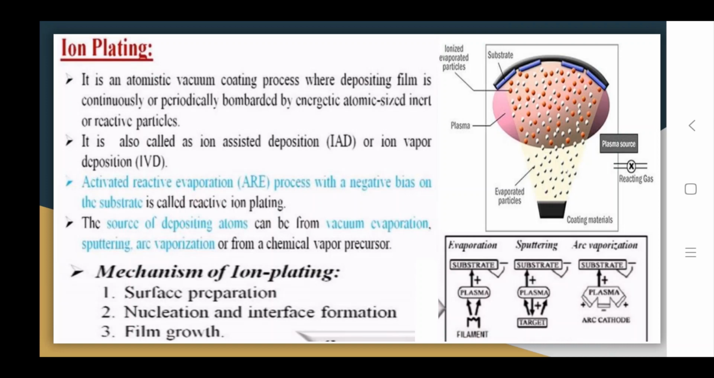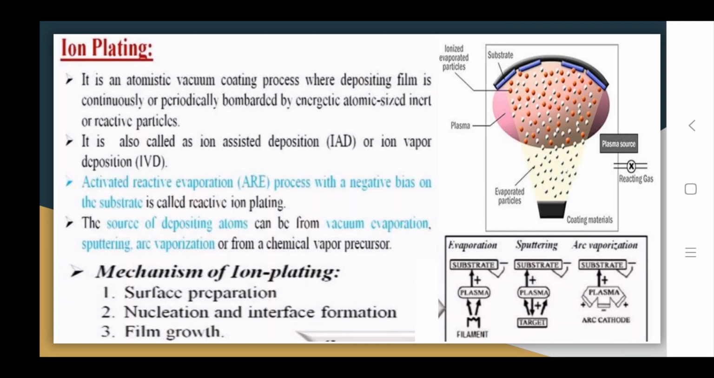The first one, as I have shown in the figure, is surface preparation, then nucleation and interface formation, and then film growth. Here, for the source of depositing atoms, in the evaporation technique we have the substrate and a filament, and then the material is deposited directly onto the substrate, with heat over or on the top of the substrate.